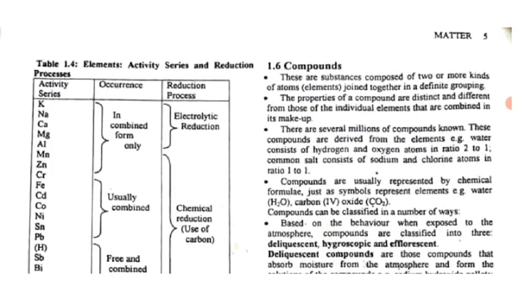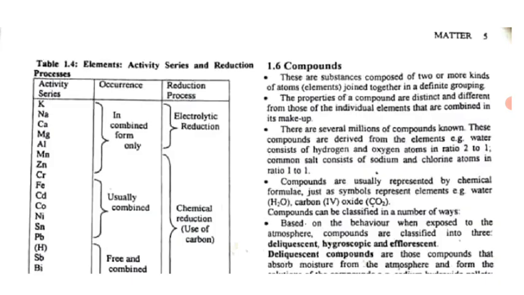Now we have compounds. I said we're going to talk about elements and compounds as pure substances. Then in the next video we'll talk about mixtures as impure substances. Compounds are substances composed of two or more kinds of atoms joined together in a definite grouping. We discussed elements as consisting of one type of atom. When a substance contains different types of atoms chemically combined together, it is a compound.